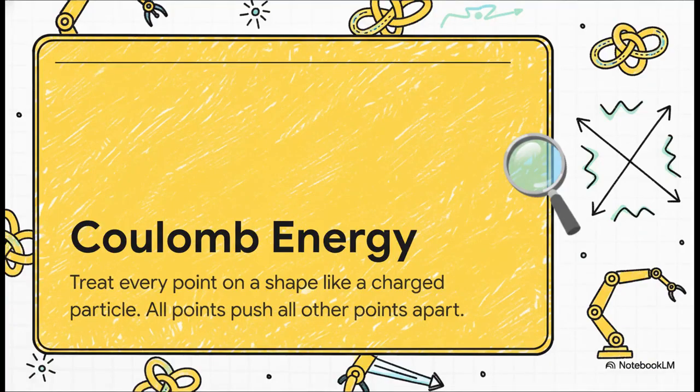The intuitive approach, the first thing you'd probably try, is to borrow an idea from physics, electrostatic repulsion. Just imagine that every single point on this curve is a tiny particle, and they all have a positive electric charge. Since like charges repel, every point would naturally just push every other point away. Sounds like a perfect recipe for untangling, doesn't it?